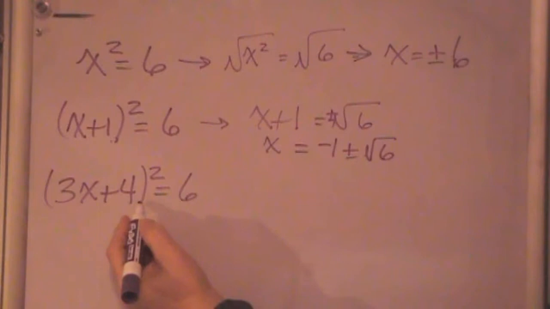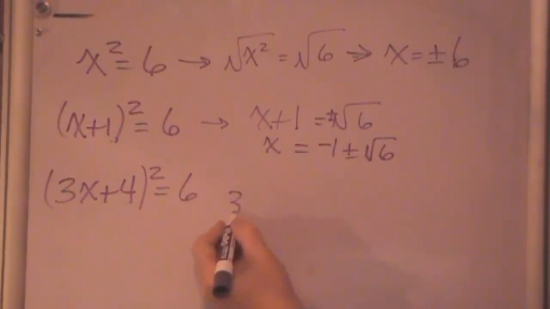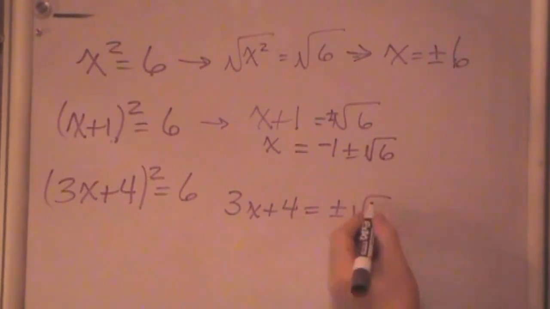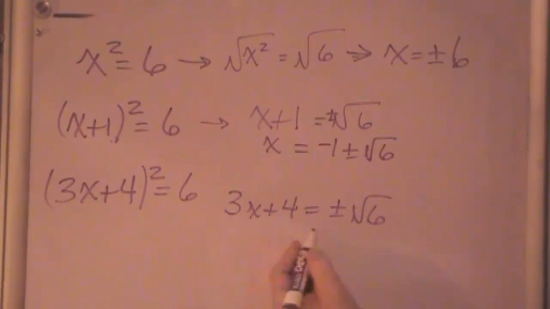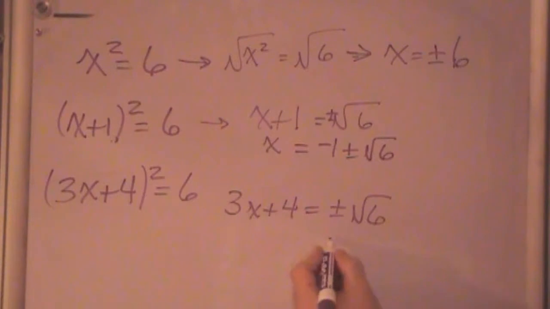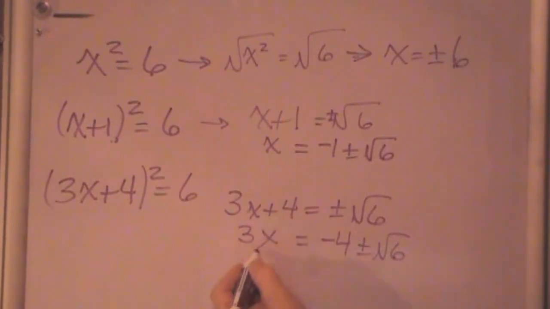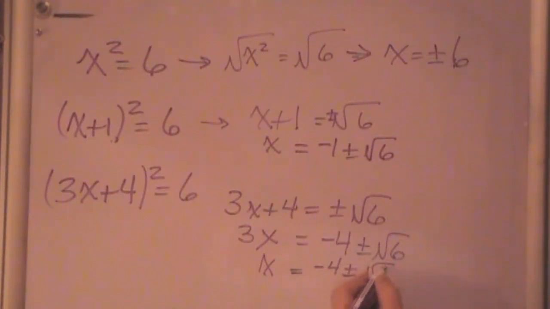In this case, we take the square root of the left side and we get 3x plus 4 equals plus or minus the square root of 6. Subtract 4 from each side, minus 4 plus or minus the square root of 6 over here is equal to 3x. Divide both sides by 3. X is equal to minus 4 plus or minus the square root of 6 all over 3.